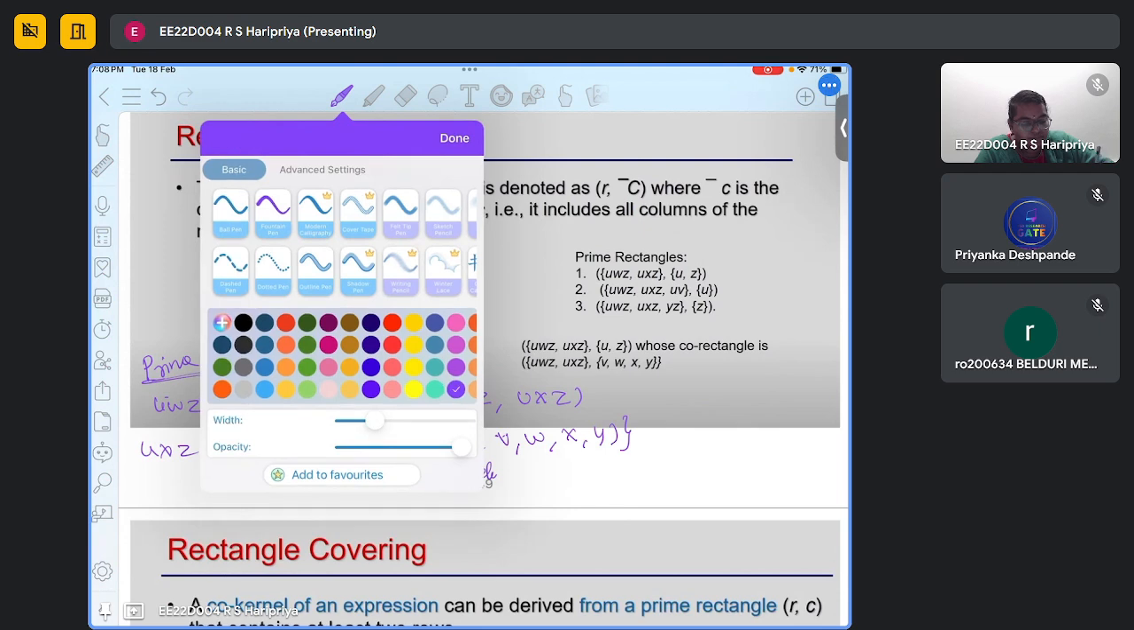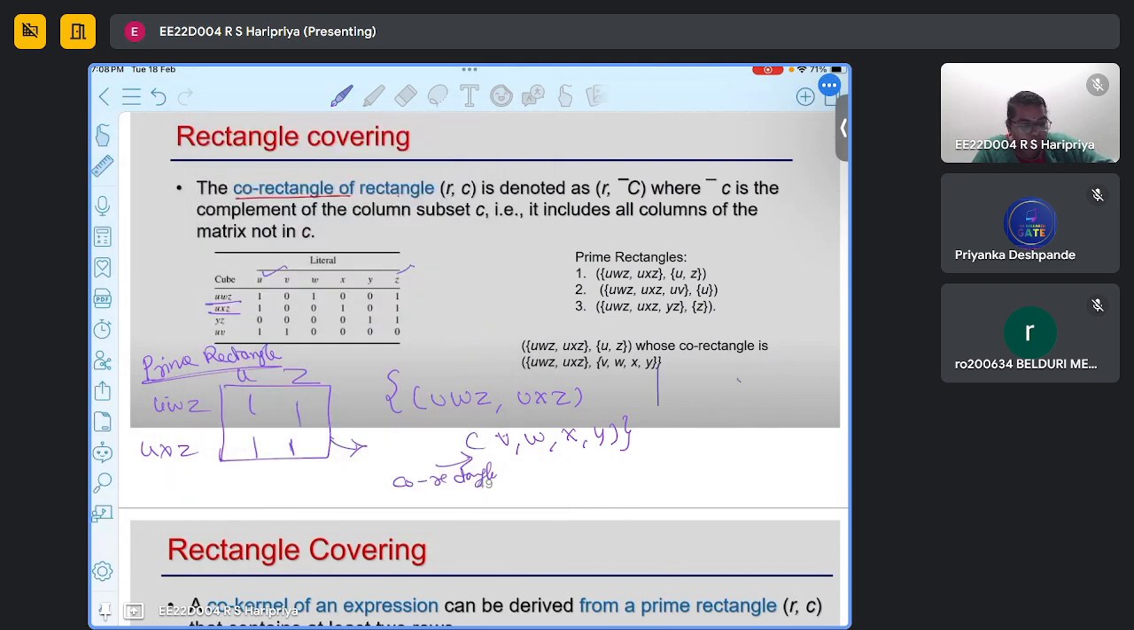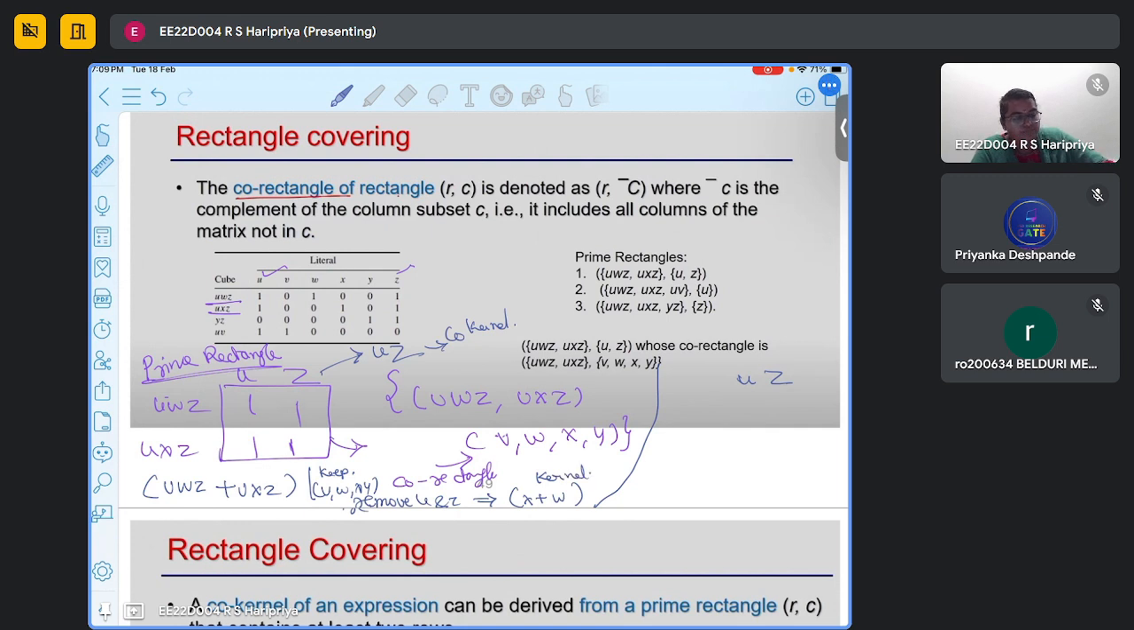Similarly, I will change the color. If we take u, z, this will give u, z. So this is a co-kernel, and in this u, w, z plus u, x, z, if we keep the variables v, w, x, y and remove u and z, we will get x plus w. This is the kernel. So in this way we can identify the kernel.